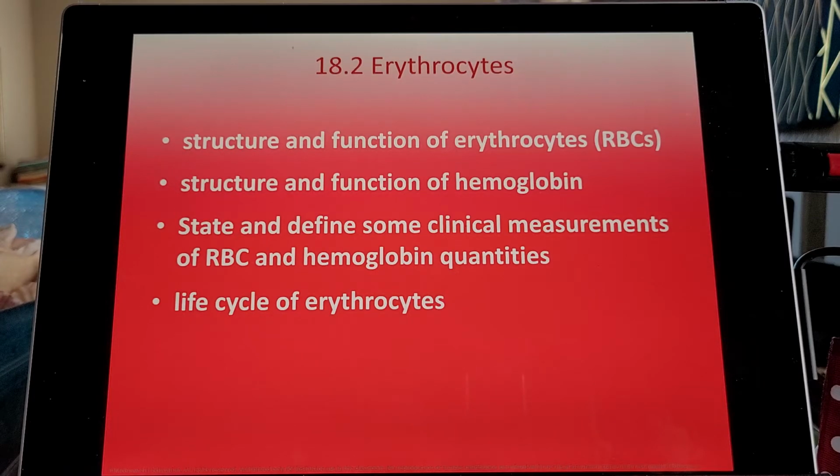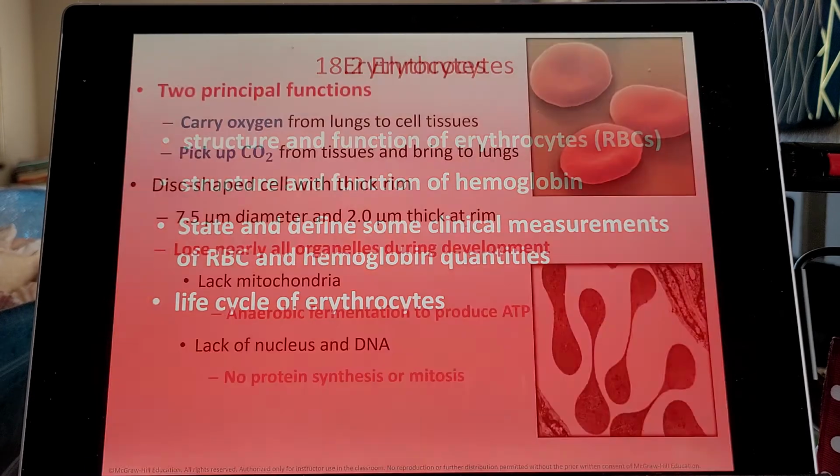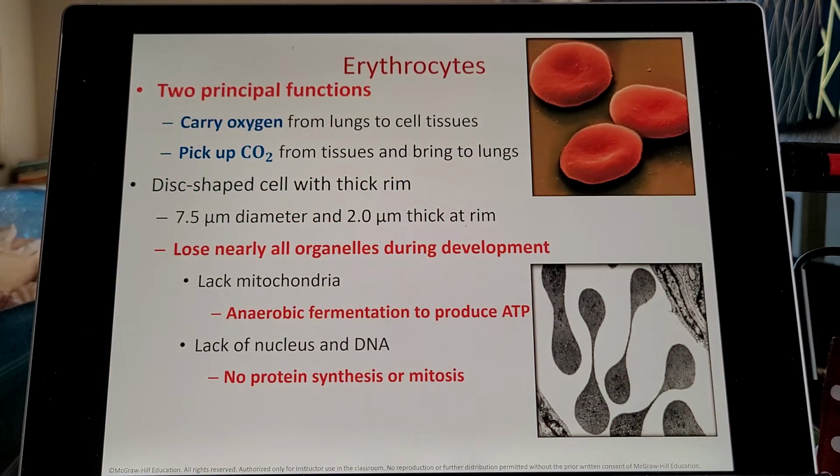All right, let's focus on these red blood cells, also called your erythrocytes. We'll look at the structure and the function, looking at hemoglobin on the inside, different measurements that you'll read, for example, looking at a person's health, and then looking at their life cycles because they do not live forever.